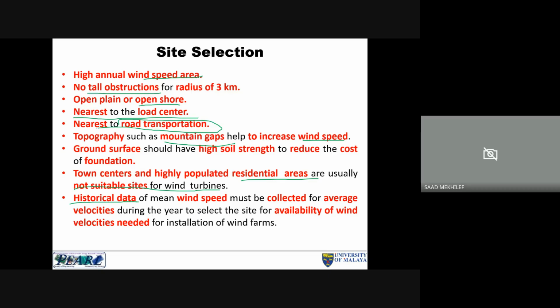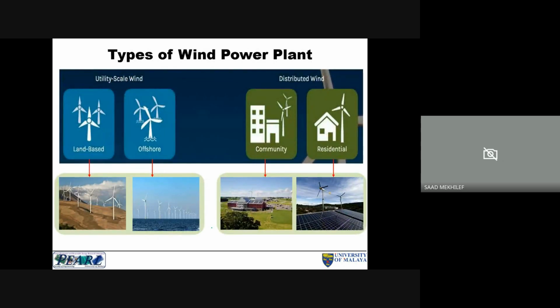One year of data is the minimum, but if you have 10 years, 20 years, 30 years, or even 50 years of wind speed data for a particular location, then you can almost 99% predict whether this site is good or not for wind turbines. Okay, all right. Any questions so far? Anyone? Okay, if no questions, we continue.